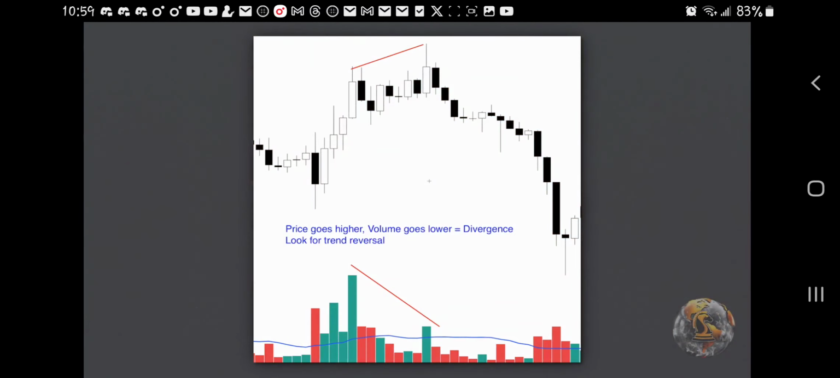Next, we look at a divergence. So in this instance, price goes higher, yet volume goes lower. That's a divergence. If the trend is strong and continuing, it should make new highs with higher volume. Because it doesn't, you then should be on the lookout for trend reversal. Your strategies for shorts should be employed, and you can enter into a high probability reversal.